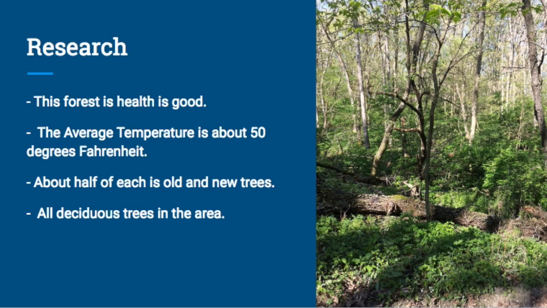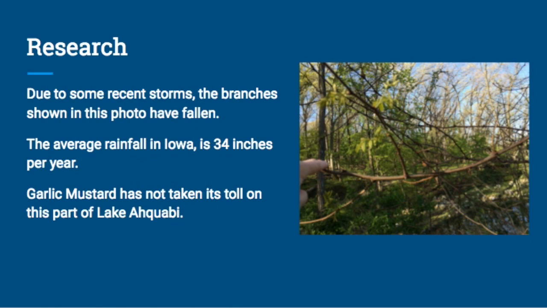The average temperature in this area is about 50 degrees Fahrenheit in a typical year. In this picture, about half of each is an old tree to a new tree, and all are deciduous trees in the picture shown. Alright, so due to some recent storms, the branches shown in this photo have fallen, so there is some more dead wood that is off the ground more than on the ground.